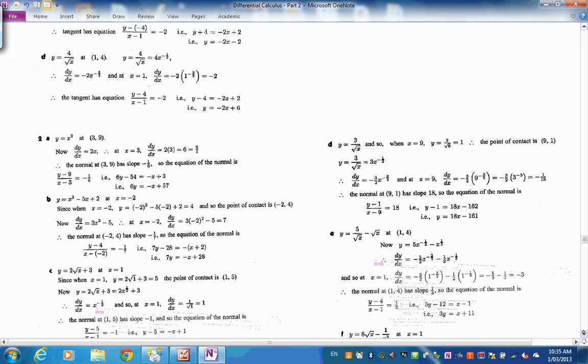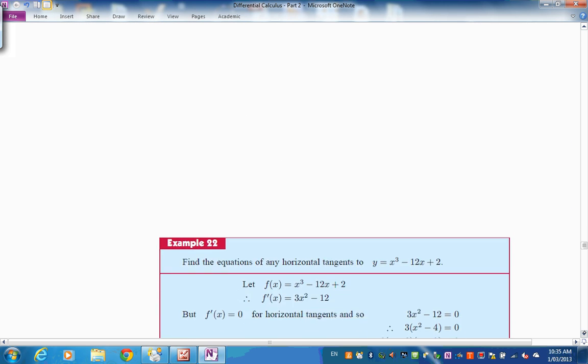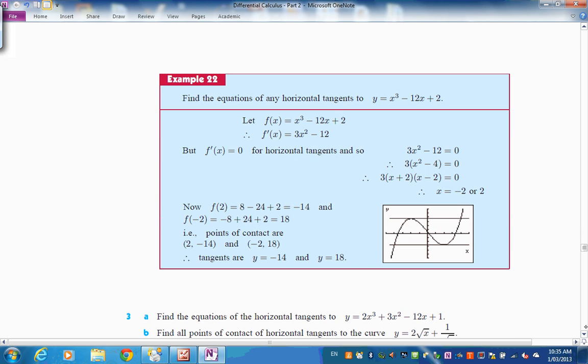Okay, so let's go on now. We're getting some variations in questions now. Find the equations of horizontal tangents. Oh, horizontal, we better find the value of the derivative. And if it's horizontal, we want to know the points where the slope is 0. So we need to actually find out where those slopes are 0. So we'll put the derivative equal to 0 and get 2 x values.